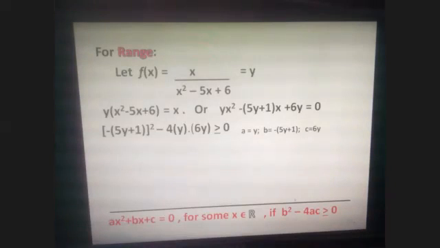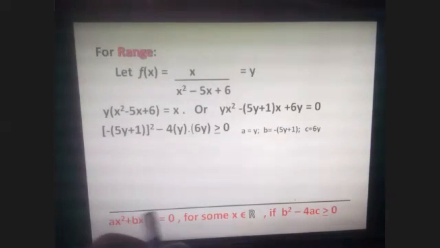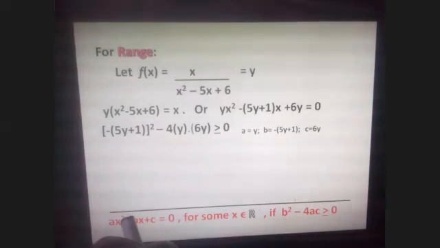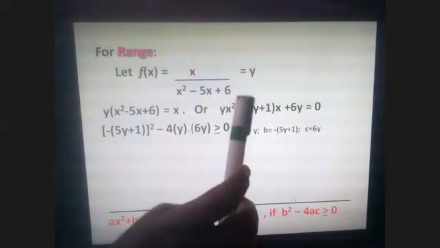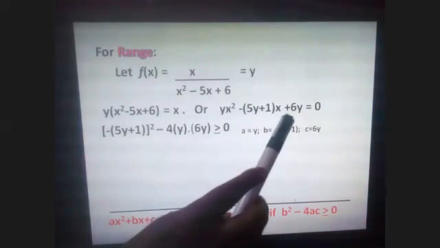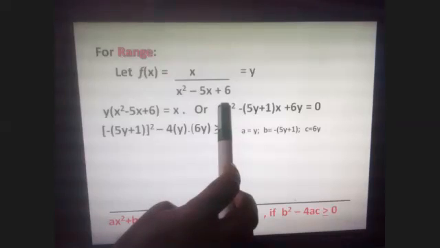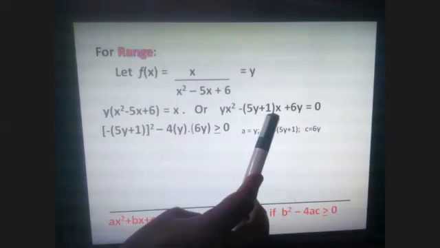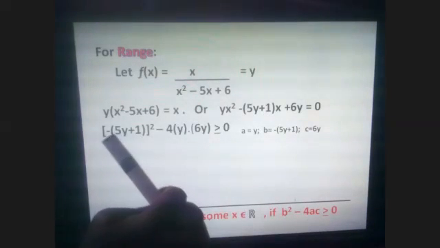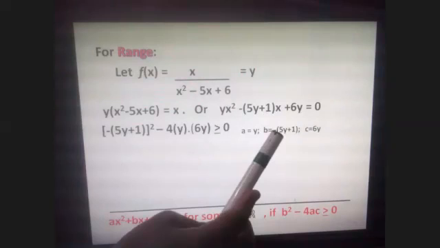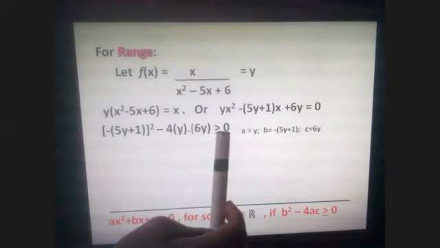Are you getting this? A quadratic polynomial has a real solution if the discriminant b squared minus 4ac is more than or equal to 0. Here I am looking at that position. Ax squared plus bx plus c. A is y, b is minus of (5y plus 1) and c is 6y. Discriminant b squared minus 4ac, where b is minus of (5y plus 1), is more than or equal to 0.